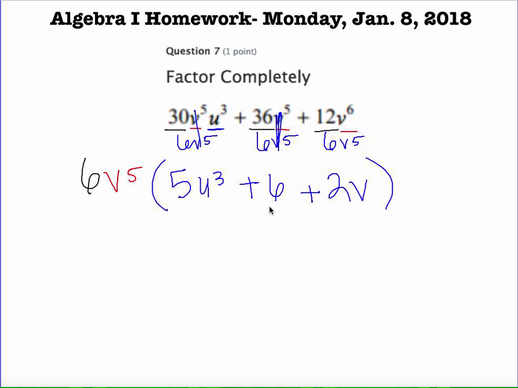You would always want to check what's left inside to see if it can be factored, but 5u to the 3rd plus 6 plus 2v, a u to the 3rd power like this isn't going to be factored back into 2 binomials. You can factor things to the 3rd power, but you will do more of that in Algebra 2.